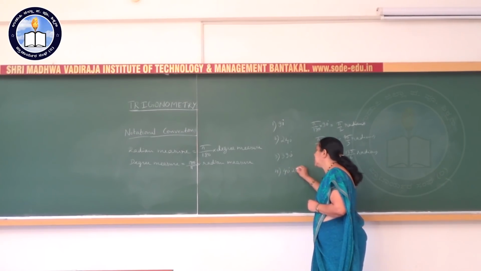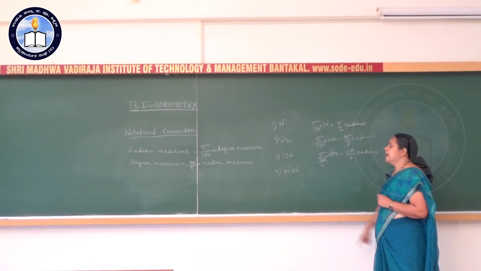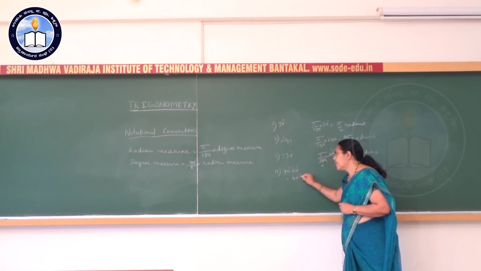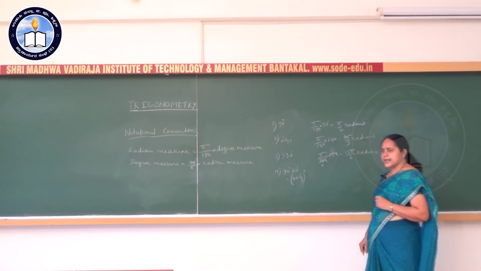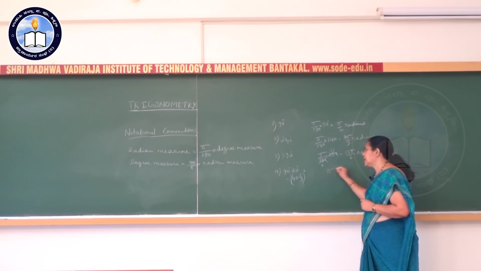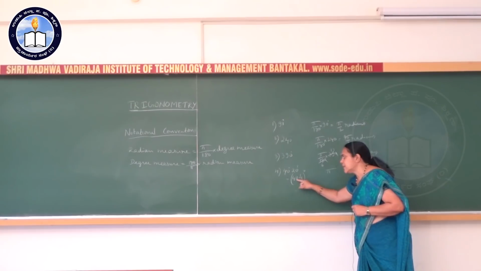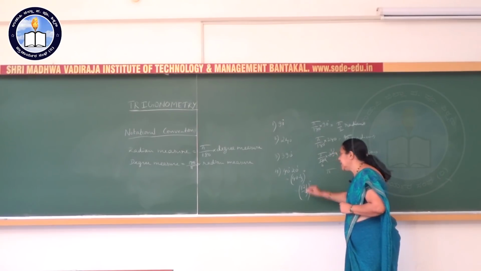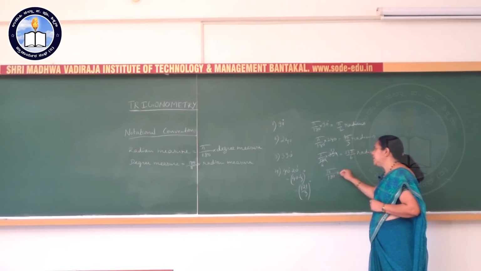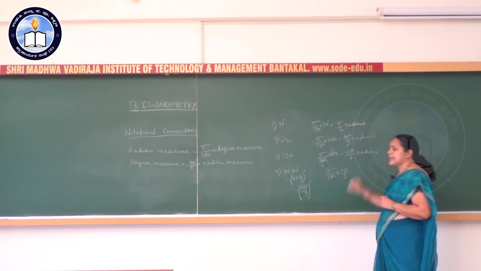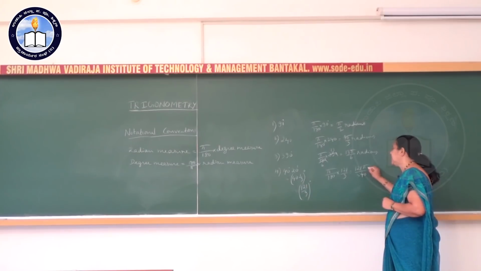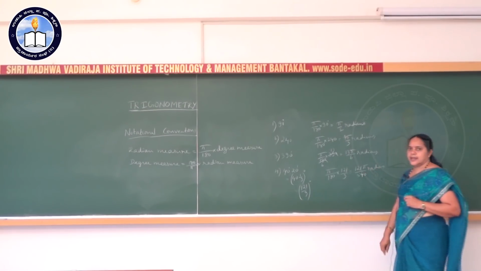40 degrees 20 minutes in radians. We can write 40 degrees 20 minutes as 121 by 3 degrees, since 40 into 3 plus 1 is 121. So in radians, 121 by 3 degrees is equal to pi by 180 into 121 by 3, that's equal to 121 pi by 540 radians.